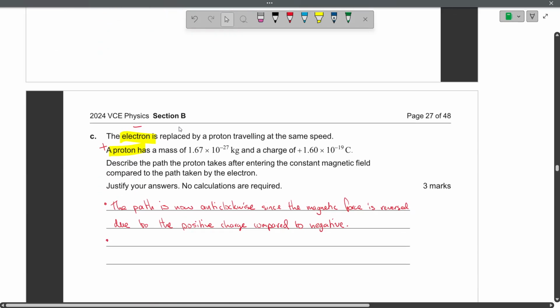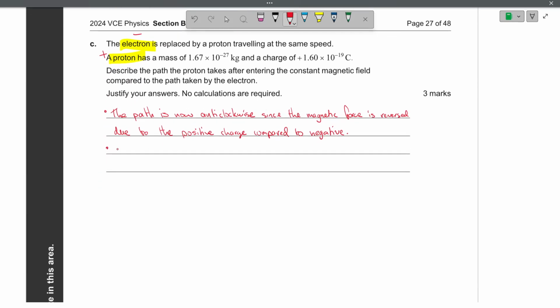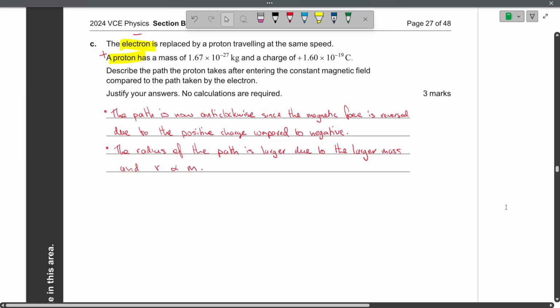radius. So you can just say the radius of the path is larger due to the larger mass, and also the fact that the radius is proportional to the mass. Okay, and that's all that you really need to say.